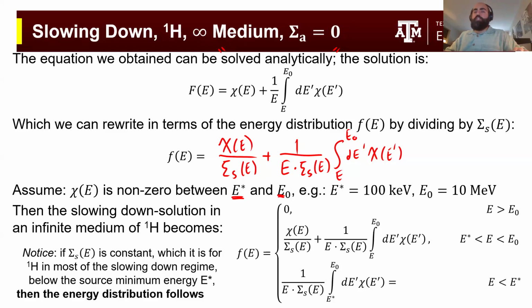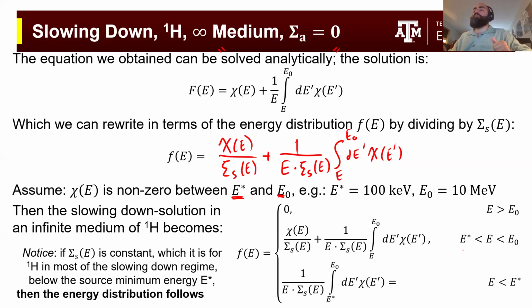So if we make that assumption, then we can basically write our slowing down equation for three different ranges. The range for any energies above our considered energy, for neutrons with energies that are in the fission spectrum range of about 100 keV to 10 MeV, and then any neutrons with energies that are less than E star, so less than 100 keV, but are still within the slowing down range.